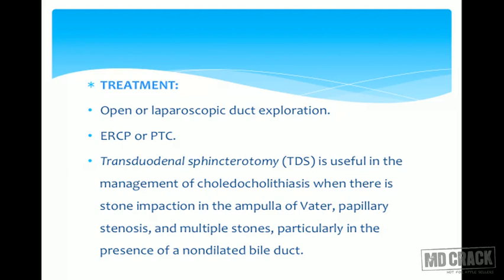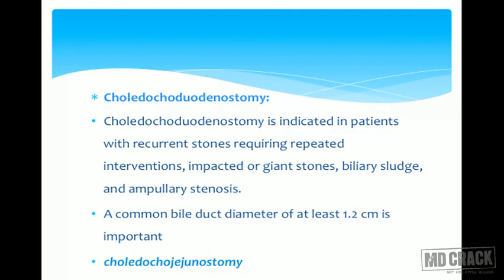Transduodenal sphincteroplasty, that is TDS, is useful in the management of choledocholithiasis when there is a stone impacted at the ampulla of Vater, along with papillary stenosis, or there are multiple stones present. So they are useful in the presence of a non-dilated bile duct. If you are given a clinical scenario where the patient has a non-dilated bile duct, then transduodenal sphincterotomy is also important.